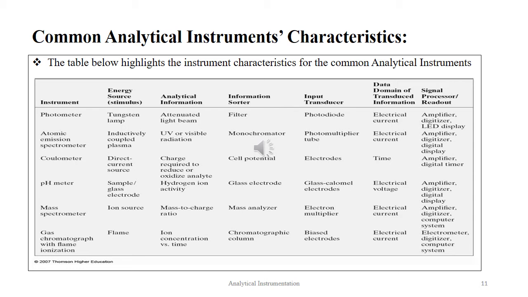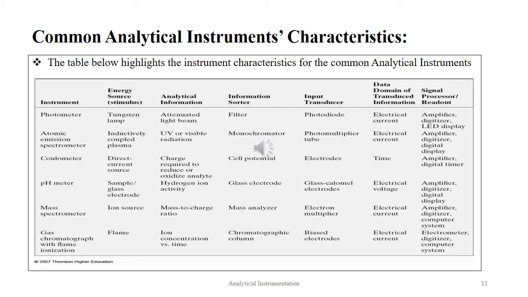For coulometer, DC source is the energy source. Charge required to reduce or oxidize the analyte is the analytical information. Cell potential is the information sorter. Input transducers are electrodes, and the data domain is time.